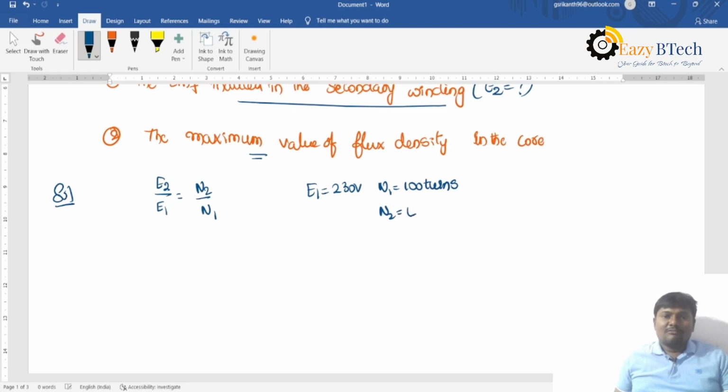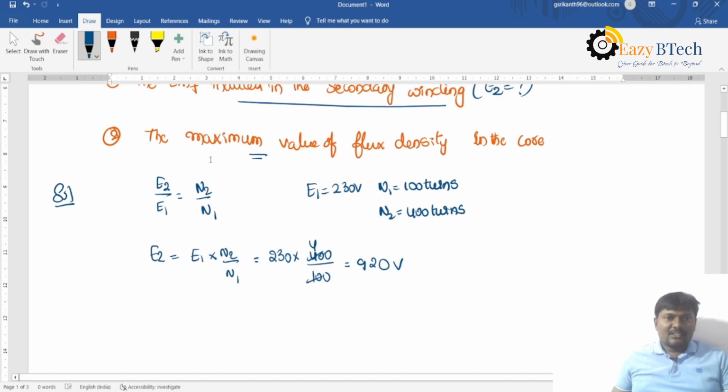N2 is equal to 400 turns. So E2 is equal to E1 into N2 by N1. E1 is 230, N2 is 400 divided by 100. So 4 3 are 12, so that is 920 volts. So that is called the 920 volts.